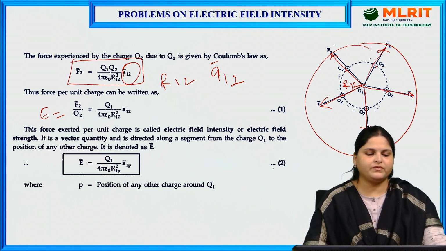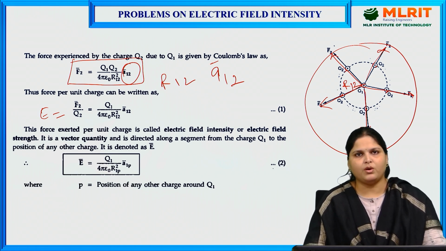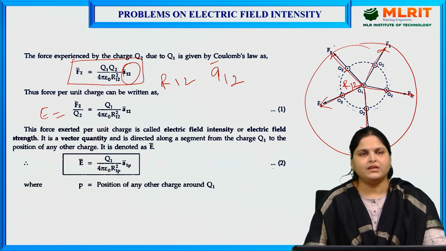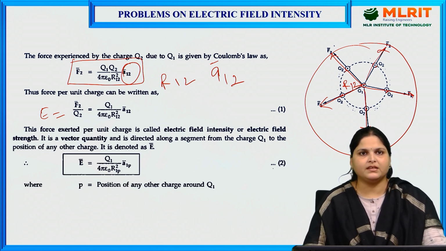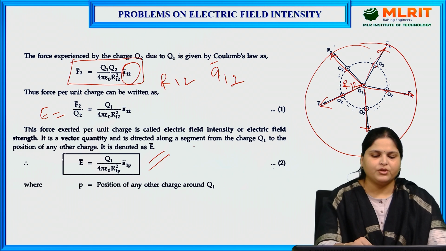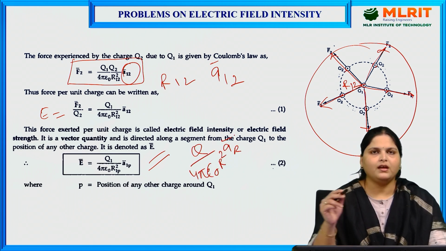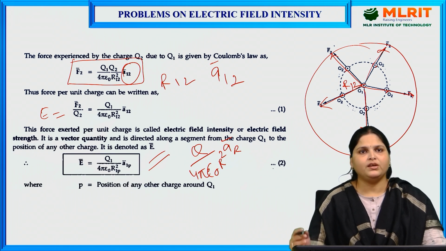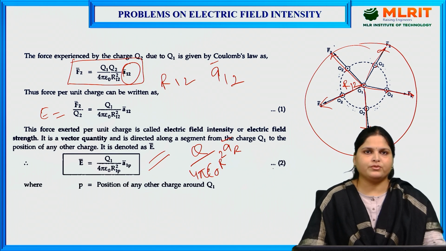In simple language, we can understand that the force exerted per unit charge is called electric field intensity. So basically we are finding out force on Q2 due to Q1. That force exerted on the Q2 charge will be given by electric field intensity. So the general formula is given by Q upon 4 pi epsilon naught R square AR, right? Where Q1 is the fixed charge and 4 pi epsilon naught is the constant, R is the distance between the Q1 charge and the other charge where we are finding out field intensity, and A shows the unit vector.